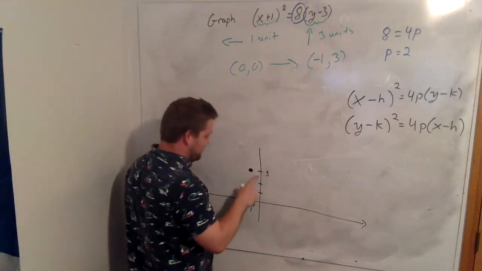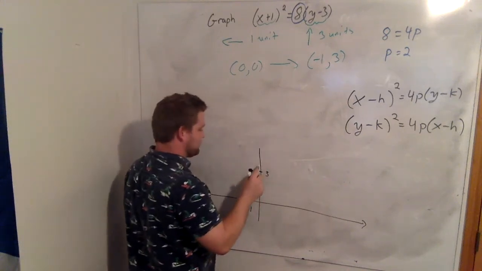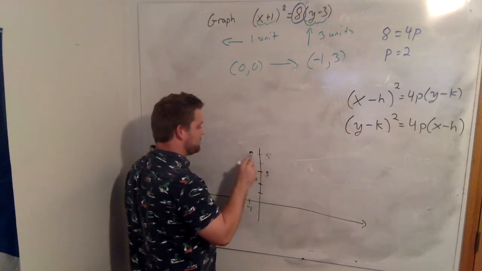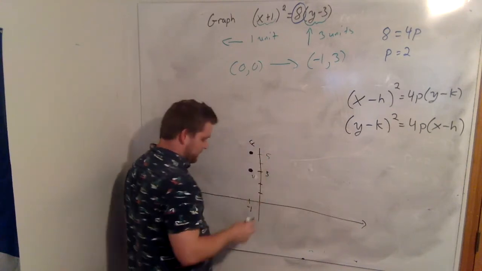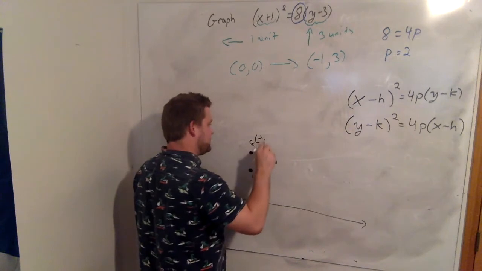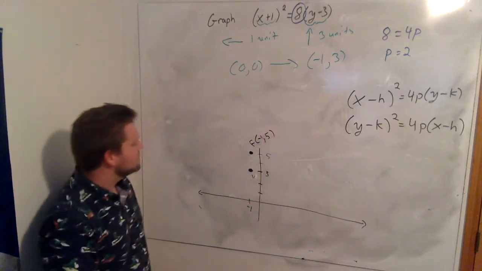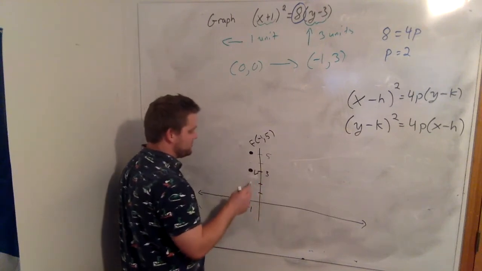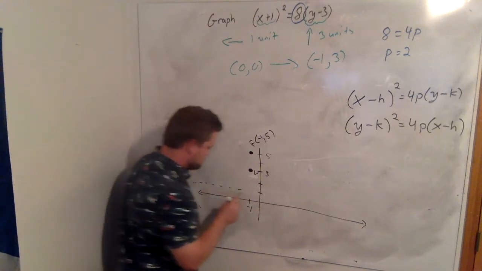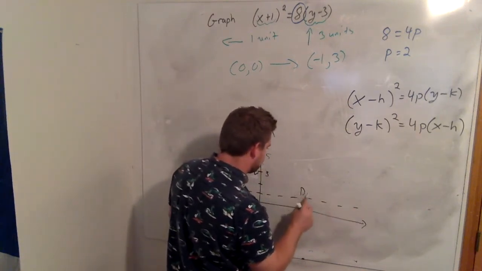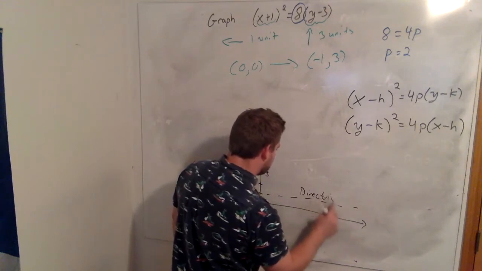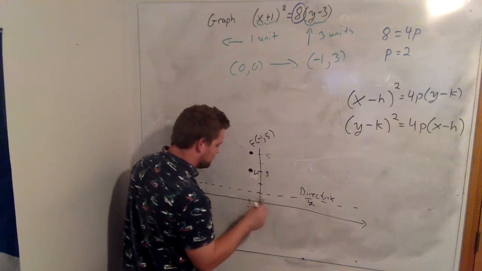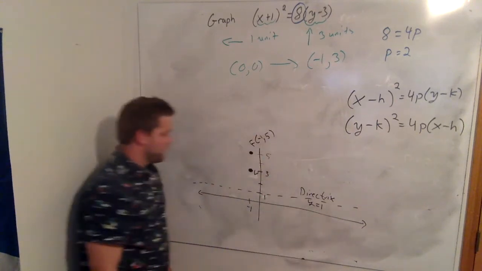So now, let's go up 2 units from the vertex. So here's 5. This is where our focus will be. Our focus will have coordinates -1, 5. And where will our directrix be? Our directrix will be 2 units down from the vertex. So here's the directrix. The directrix will have equation y equals 1. That's the equation of the directrix.